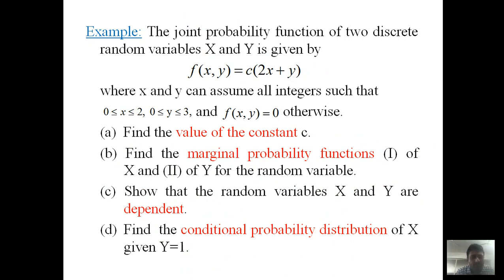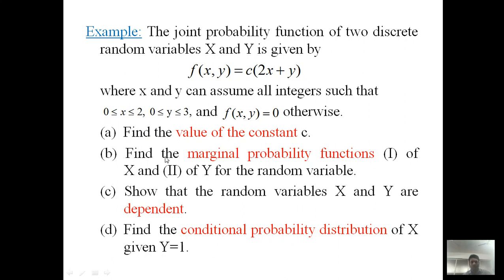So let's see the example. The joint probability function of two discrete random variables x and y is given by the function f equal to c into 2x plus y, where c is an unknown constant which we have to determine, where small x and y can assume all integers, x lying between 0 and 2, y lying between 0 and 3, and except at these points the function takes the value 0 in the remaining R2 plane. So our first question is to find the value of the constant c.